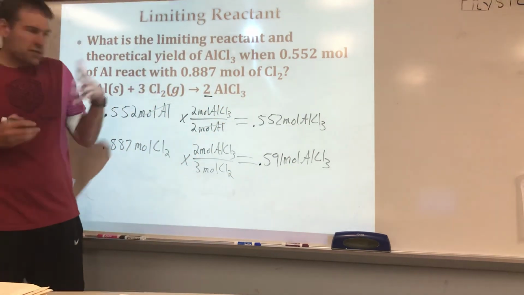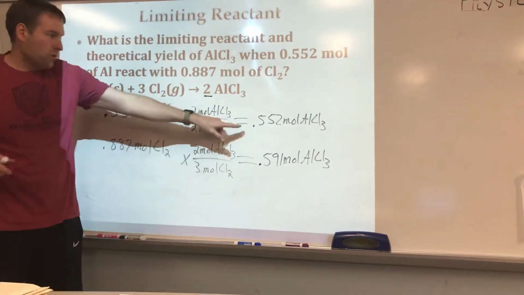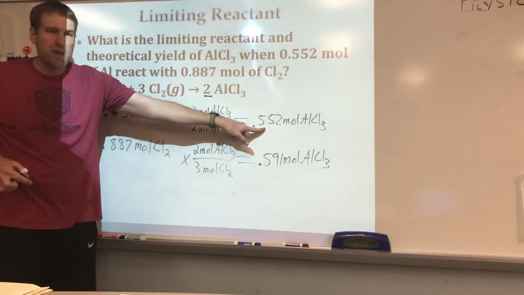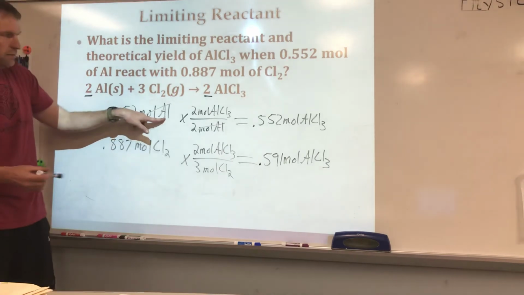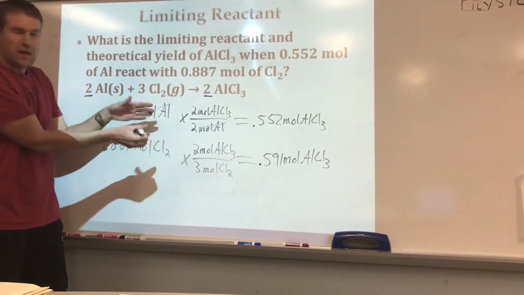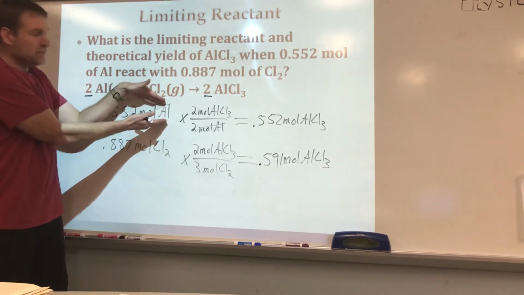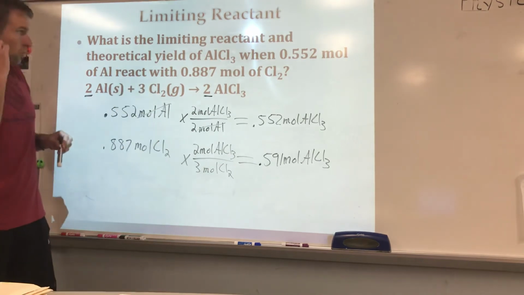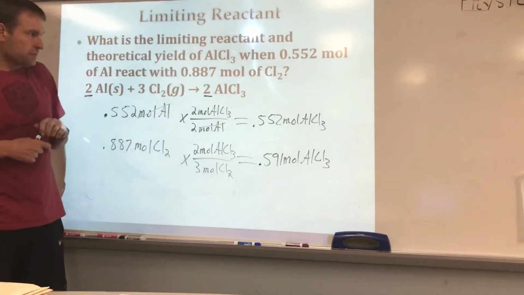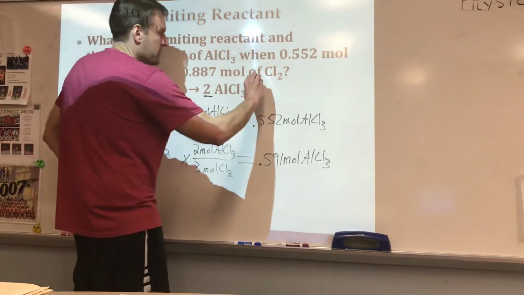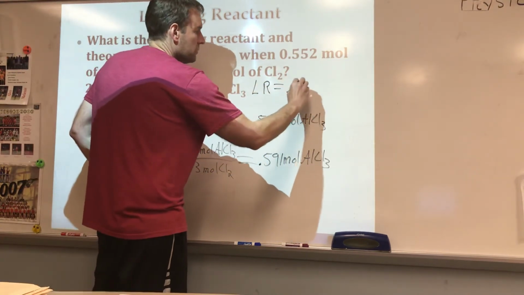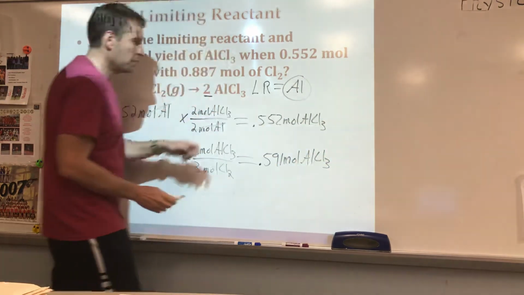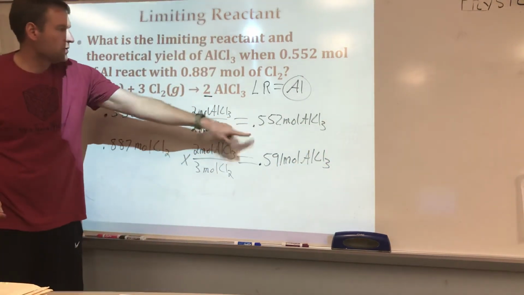So what you do at this point, which one is going to be smaller? Well, this is the smaller amount that's made. So what that tells me is the aluminum is the limiting factor. Whichever made the smaller amount, that's going to be the limiting factor, or the limiting reactant. So we'd say the limiting reactant is aluminum because it made the smaller amount.